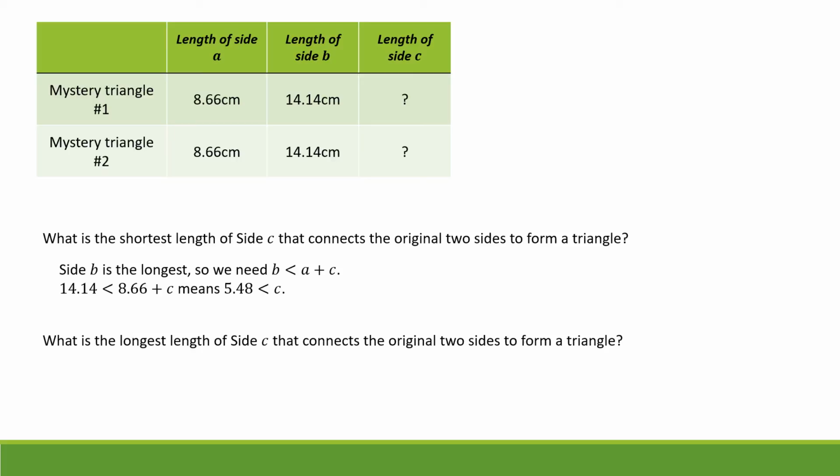Now what about the longest length here? Since I'm looking at the longest possible side, C will be the largest. So we need C to be smaller than the sum of the other two, in this case A and B. So C is less than 14.14 plus 8.66, which means that C has to be less than 22.8.